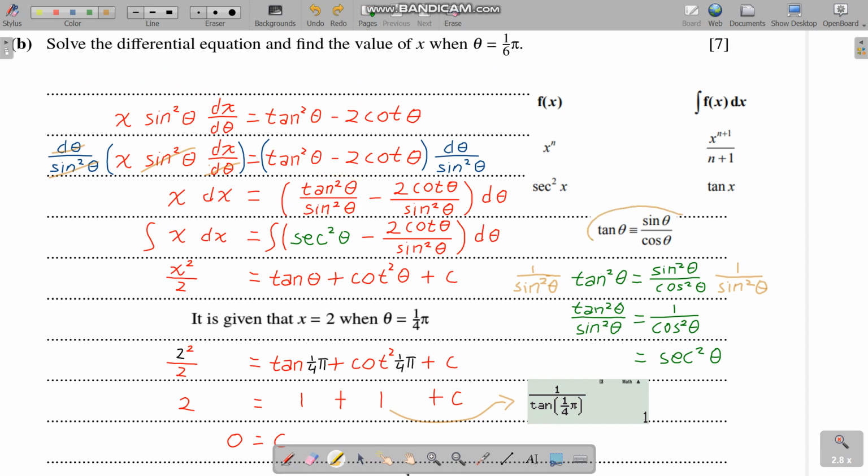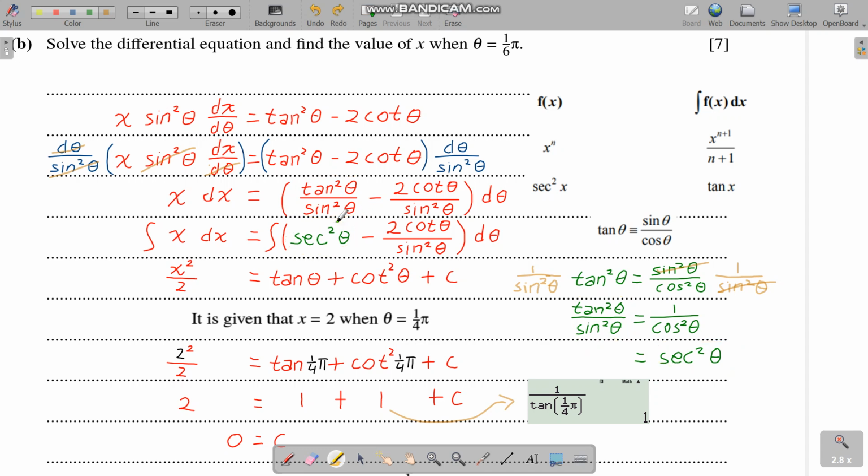So first of all, tangent is sine over cos. According to the MF19 formula, tangent is the same as sine over cos, which means tangent squared is sine squared over cos squared. Now if we multiply both sides by 1 over sine squared, we get tangent squared over sine squared equals, here we cancel out, so we have only 1 over cos squared, which is secant squared. Okay, so secant is 1 over cos, which means we can replace tangent squared over sine squared with secant squared, which is what we do here.